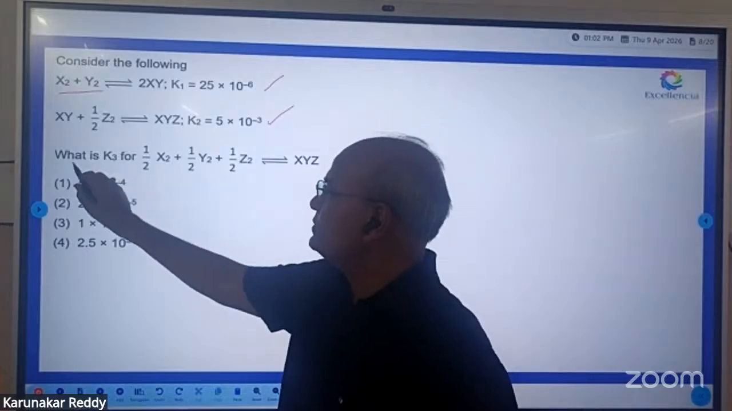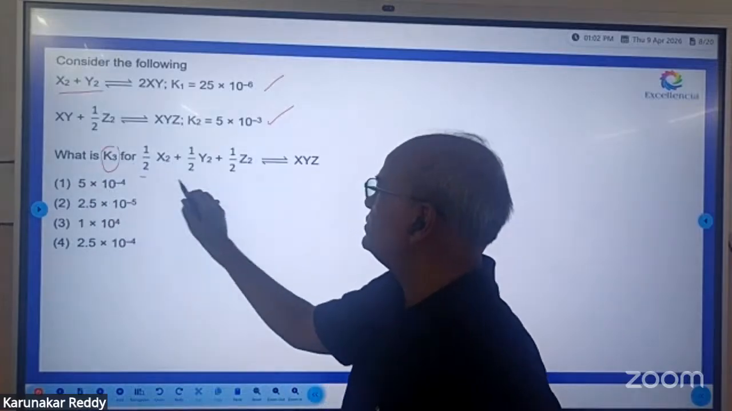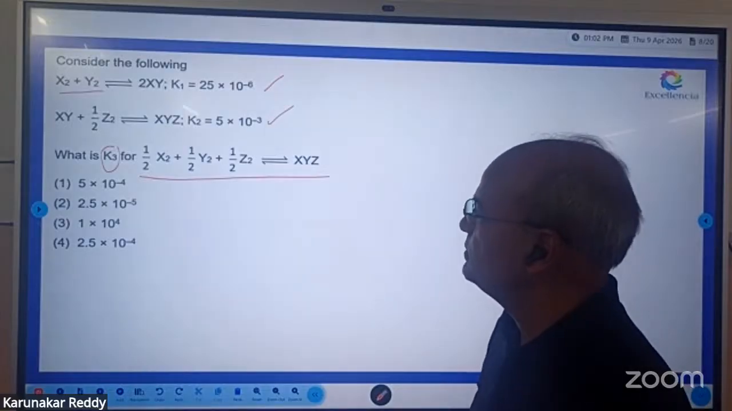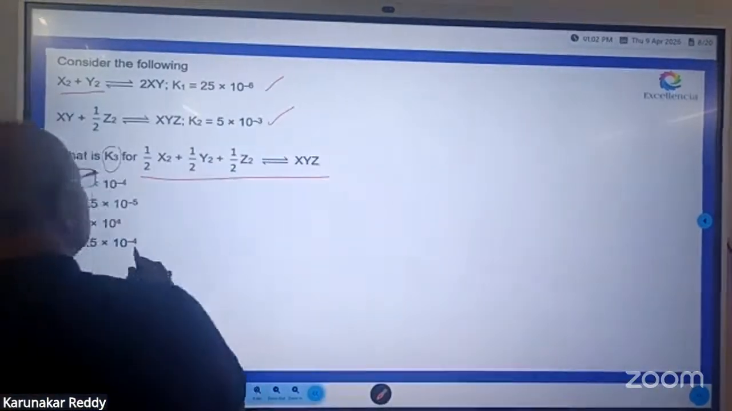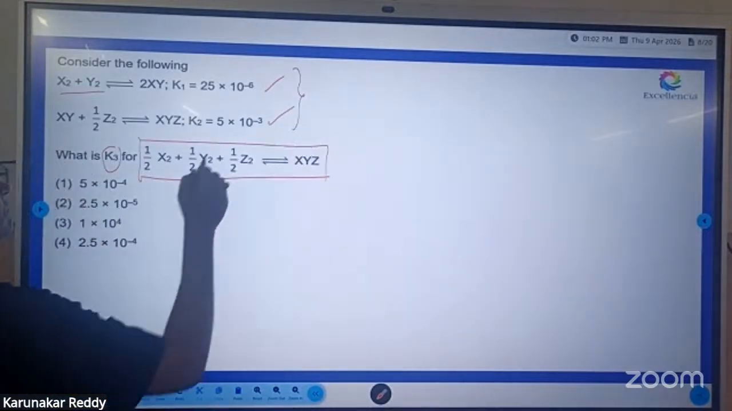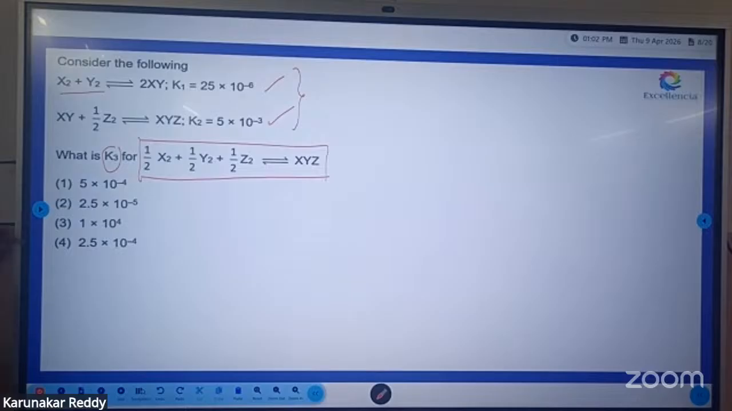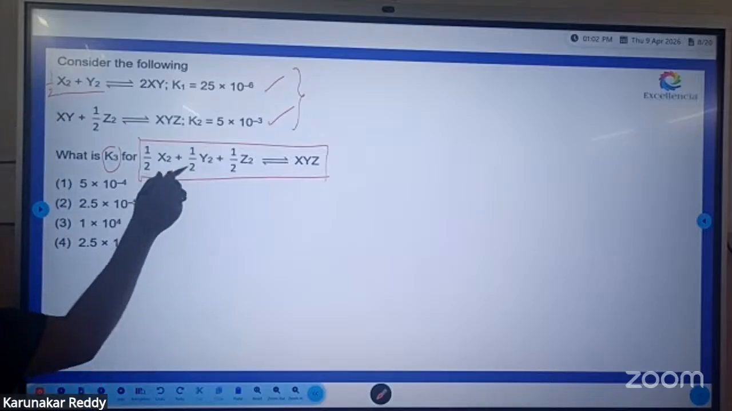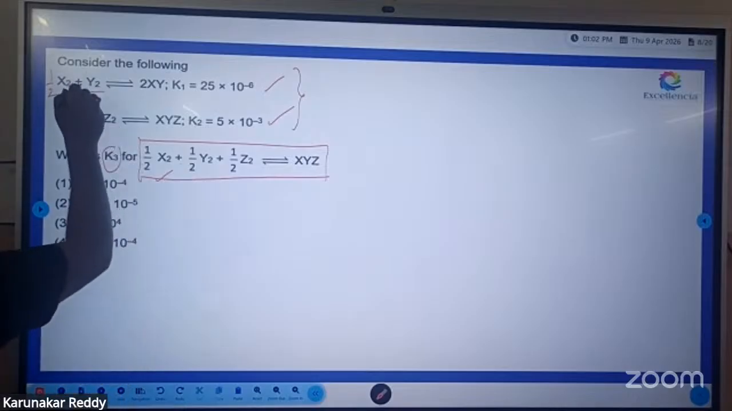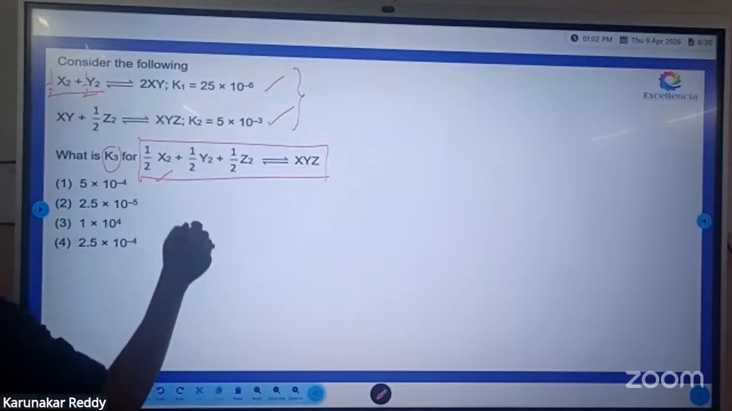Now, what is being asked? What is K3? It means they gave us one more equation. For that, how do we calculate K3? At any cost, what do we have to do? We need this equation. So using these two equations, we have to get this equation. How can we do it? Here I want to make X2 a half, so if we multiply by 1 by 2 or divide by 2, we'll get this equation.